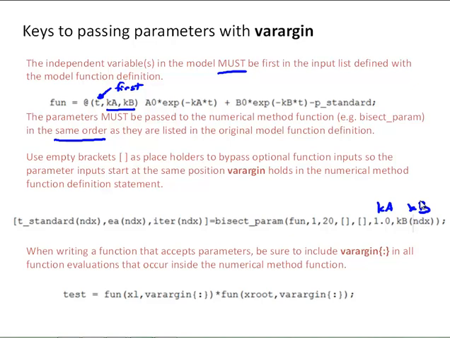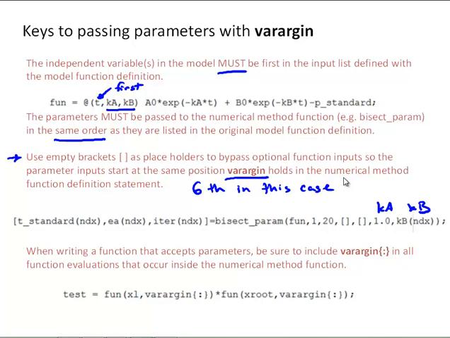The other thing we did there is to use empty brackets as placeholders to bypass those optional function inputs so that the parameter inputs start at the same position. In this case, it was the sixth position, the same position that varargin holds in the numerical method function definition statement.